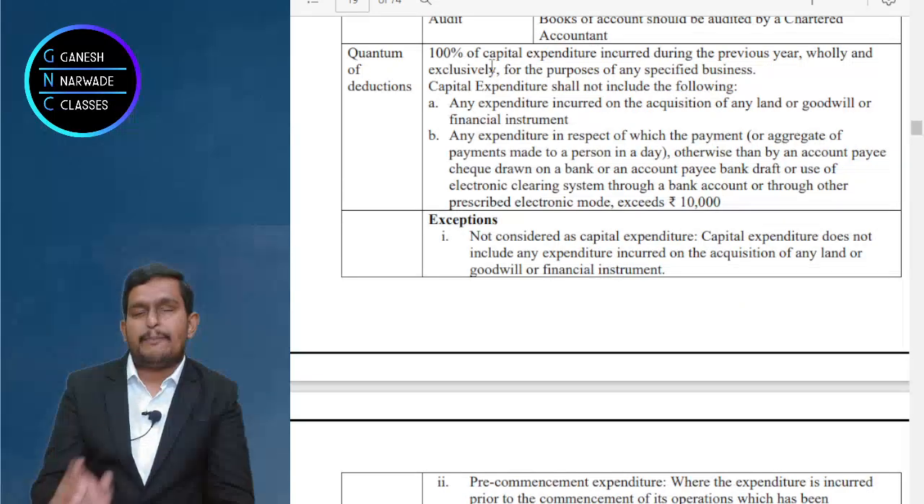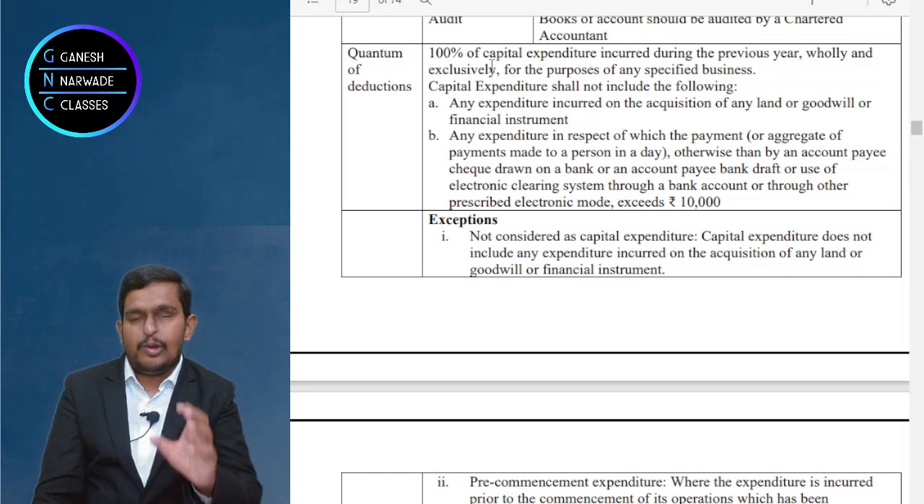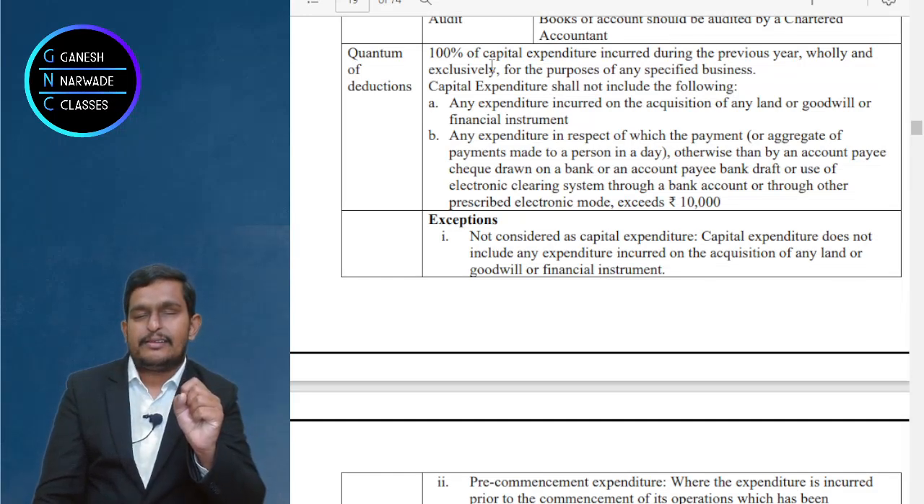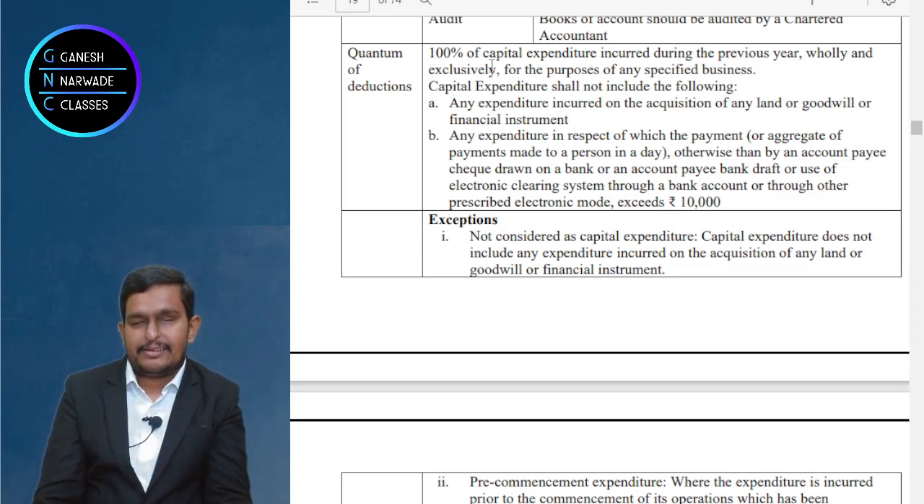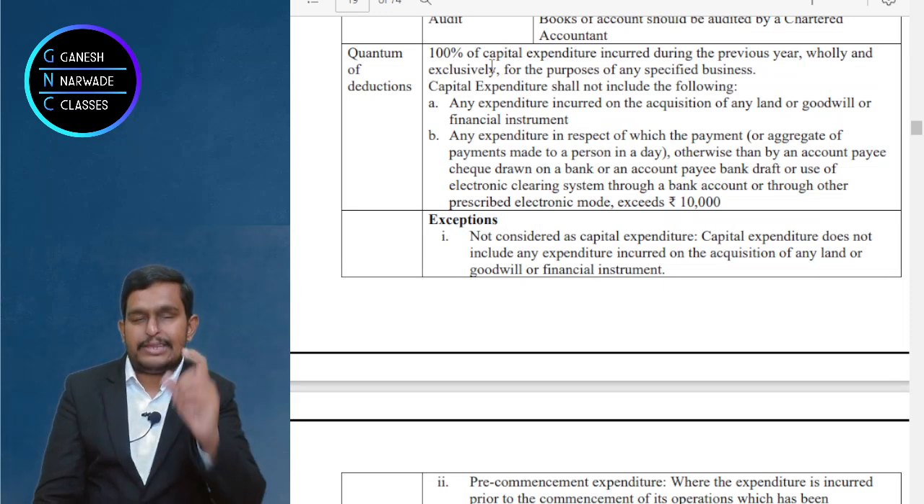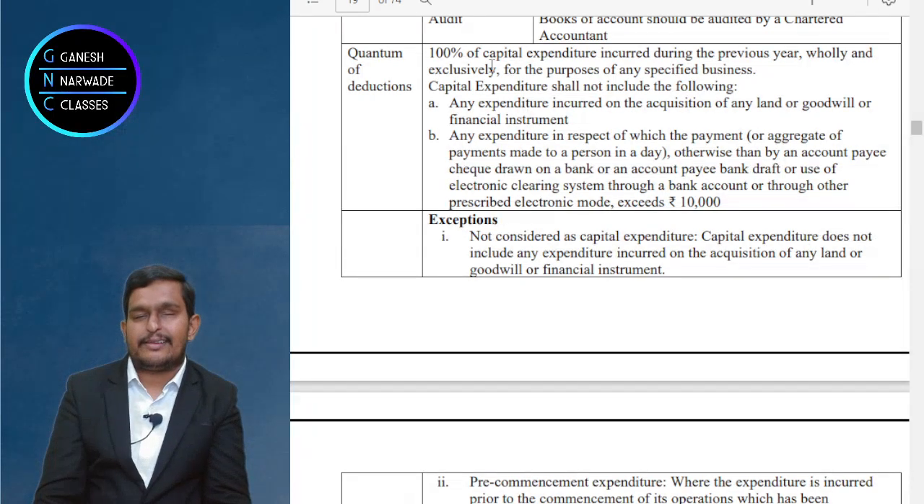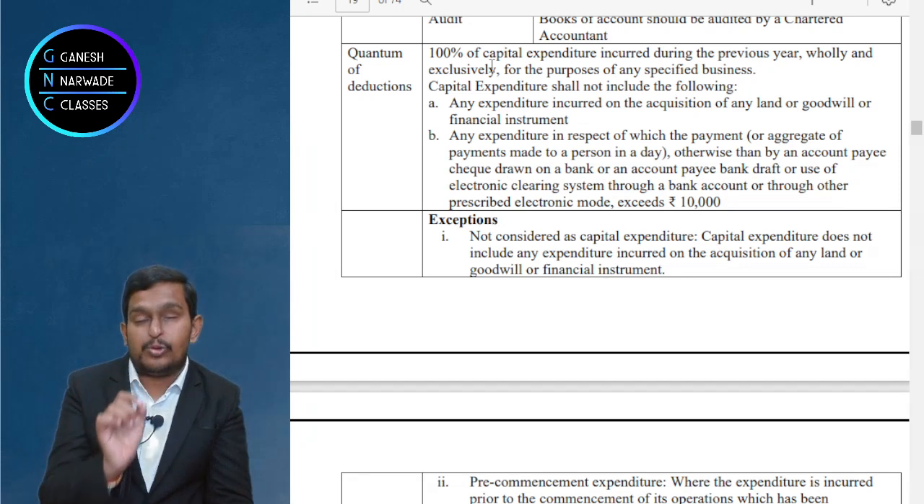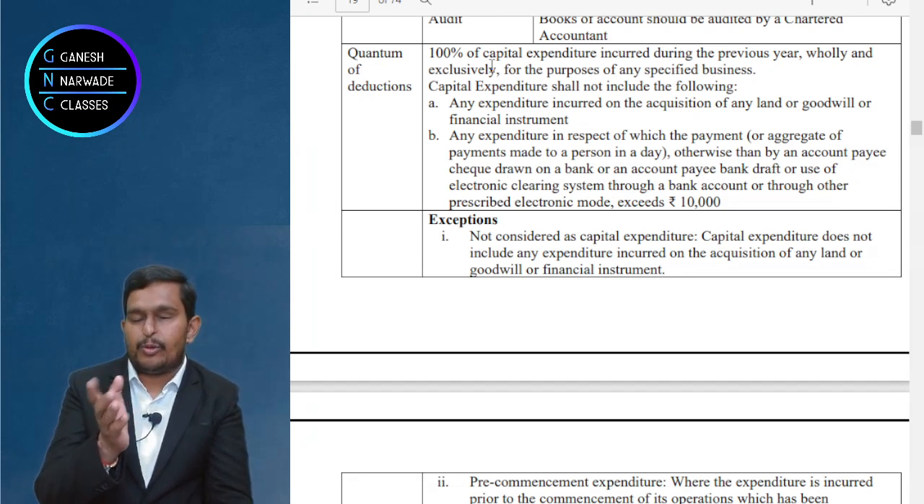Now, suppose you actually purchased some plant and machinery and you made the payment in cash. If the payment exceeds rupees 10,000 per day for a single transaction, then that cash payment is disallowed. Same as the provisions which we discussed in the earlier classes. Okay, disallowed.